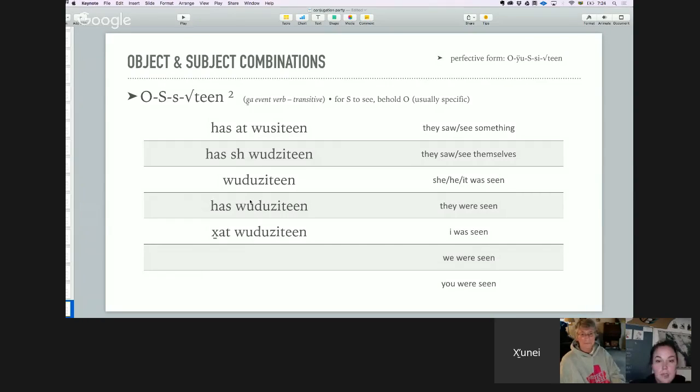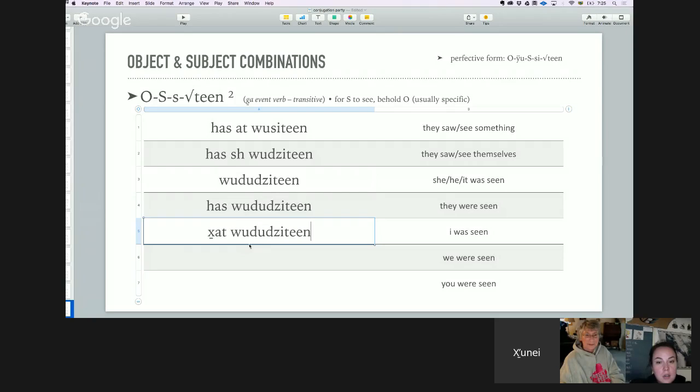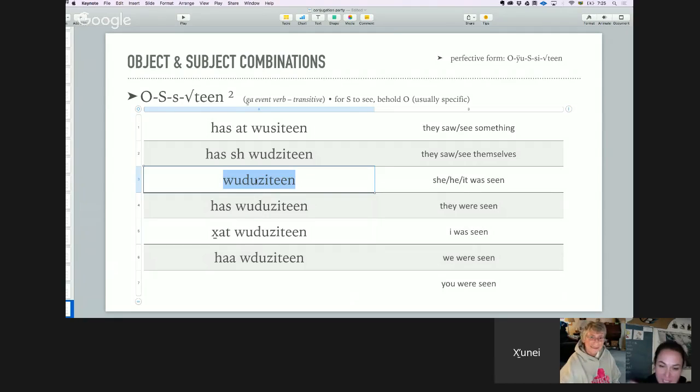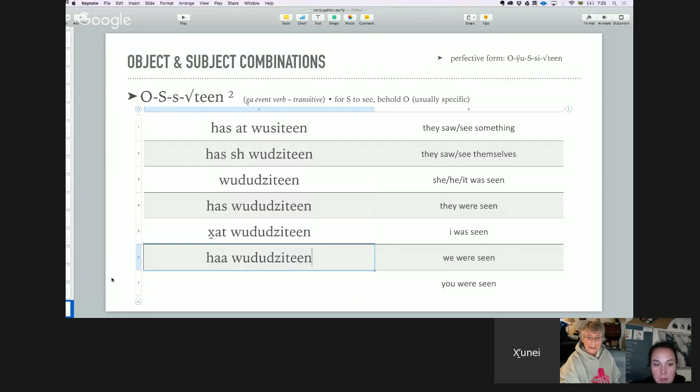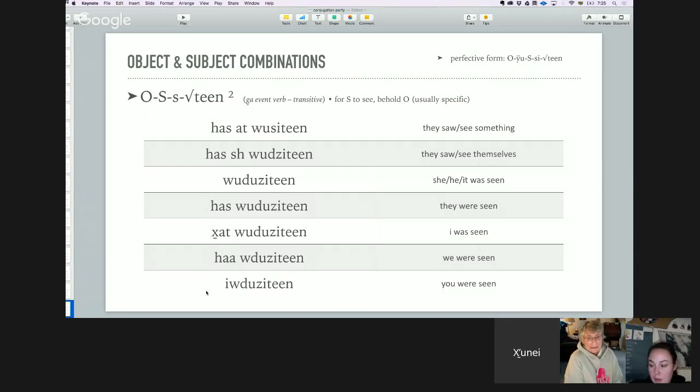Hasusatine. Chatwudzatine. Okay. We were seen. Hawududzatine. How did the team? Salah, you were seen. You did the team.